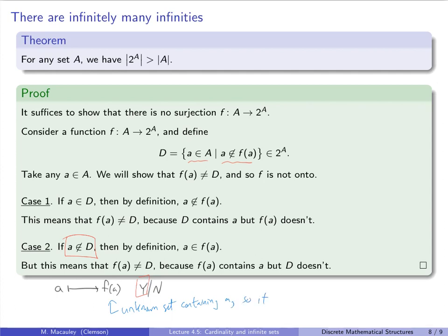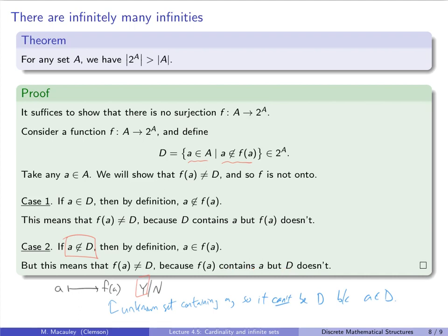So it can't be D because A is contained in D. So that's what the sentence says. So this means that f of A cannot be D because f of A contains A, but D doesn't.